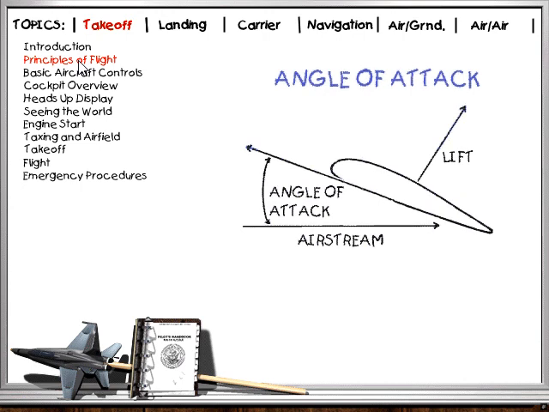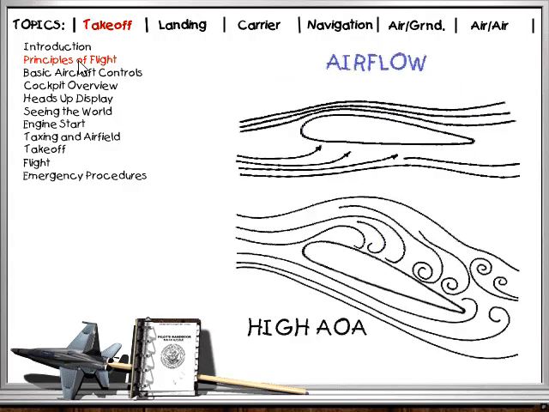The angle at which the wing is inclined to the airflow is called the angle of attack, or AOA. AOA is critical to the generation of lift. The larger the AOA, the more lift will be produced, up to a point. High AOA causes airflow over the wings to become turbulent. Lift drops off, and the aircraft is said to be stalled. Typically, stalls are a result of too little airspeed in relation to angle of attack.